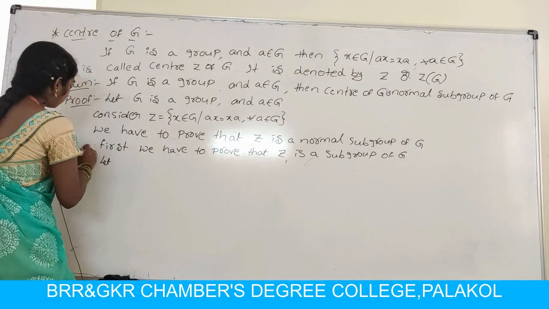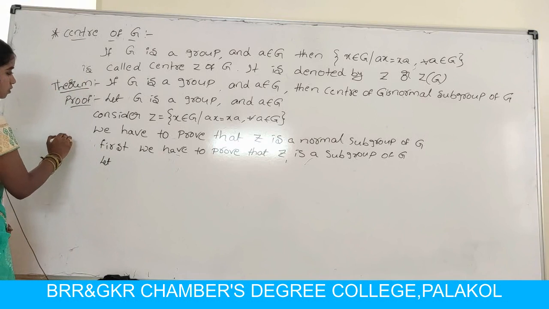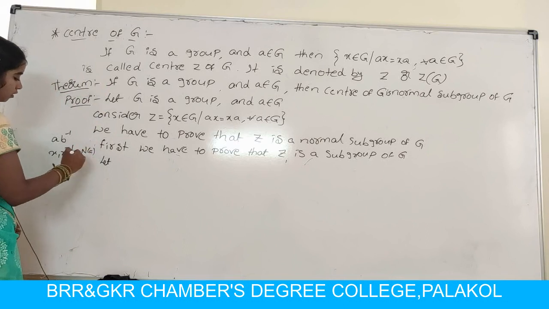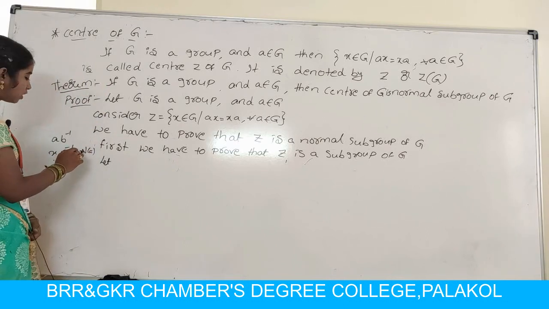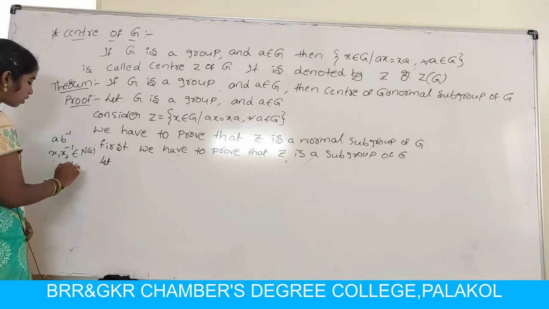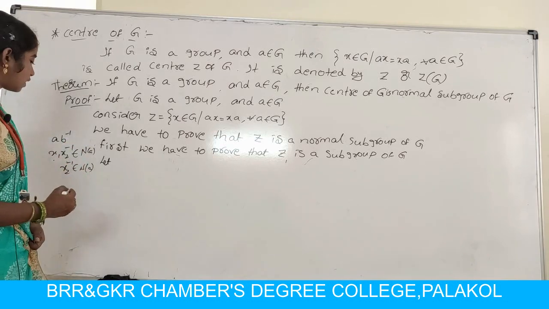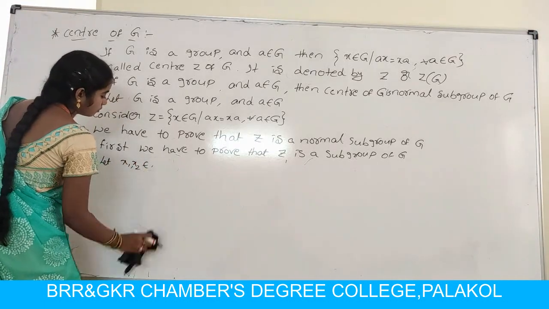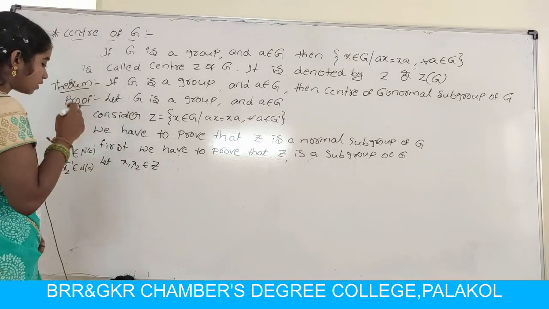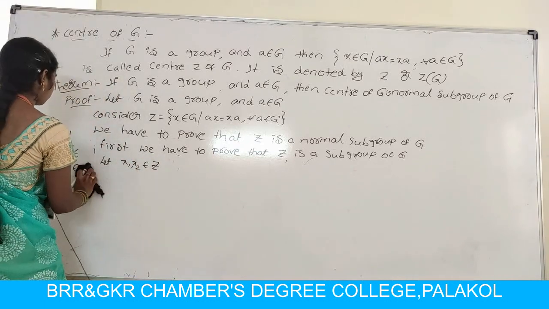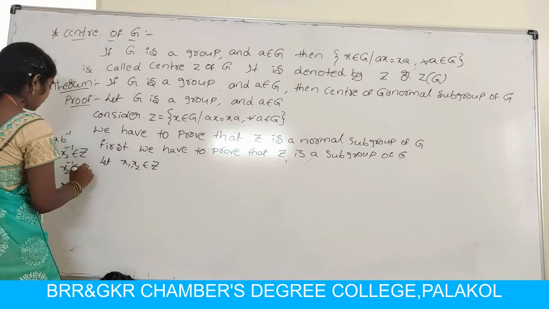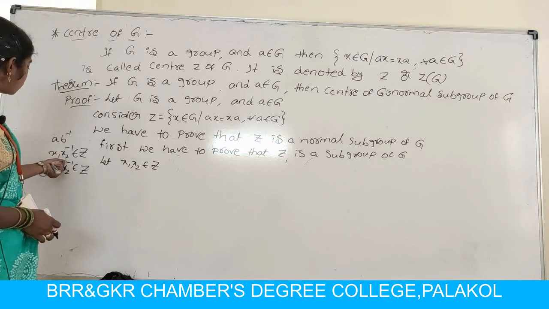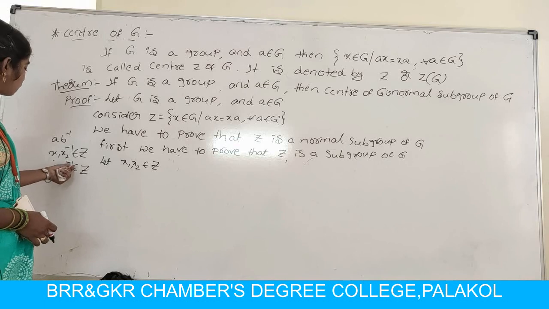So first of all we have to prove AB inverse. That means x1 x2 inverse belongs to N of A. So x1 into x2 inverse belongs to N of A. First we have to show that x2 inverse belongs to N of A. So first of all, x1 x2 belongs to Z, the subgroup center of Z, denoted by Z. So first we have to show that x2 inverse belongs to Z. Next we have to show that x1 into x2 inverse belongs to Z.